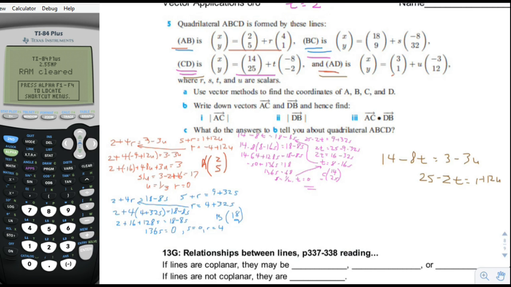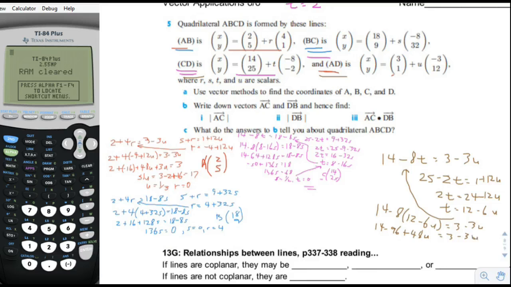Okay, let's solve for one of these variables. 2t equals 24 minus 12u. So t is equal to 12 minus 6u, and we can put that in here, and then we get 14 minus 8 times 12 minus 6u equals 3 minus 3u. So 14 minus 8 times 12, I think, is 96. Negative 8 times minus 6 would be plus 48u equals 3 minus 3u.